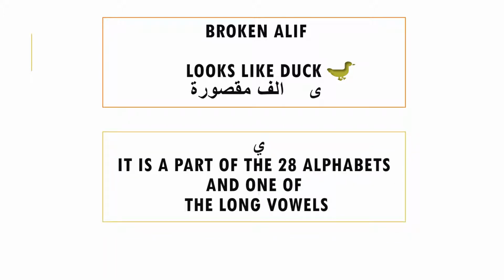Broken alif looks like ya but without dots. Ya is part of the 28 alphabets and it's one of the long vowels. There are big differences between broken alif and ya. That's why I did this video. A lot of students are still making the same mistakes. Most of the time they write broken alif without dots, which is a big mistake. And I will show you now why.